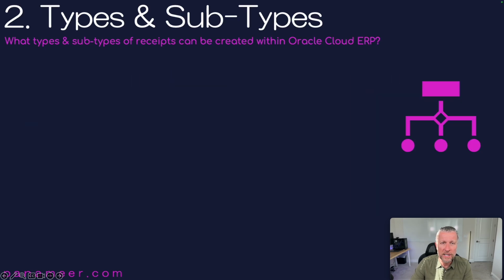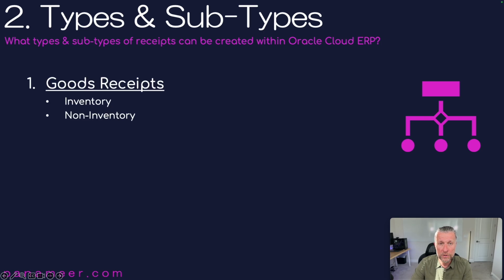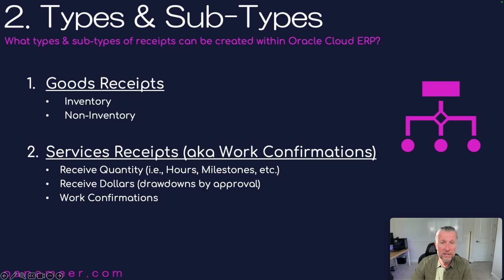Slide 2. What types and subtypes of receipts can be created within Oracle Cloud ERP? Well, there are goods receipts like inventory or non-inventory physical goods, and service receipts, also known as work confirmations in some circles. So when I receive services, I can receive by quantity, think of a number of hours or milestones or months, or I can receive in dollars.